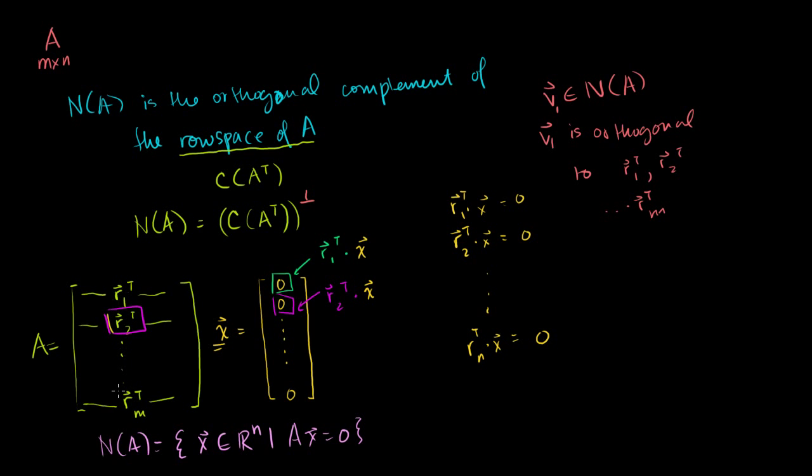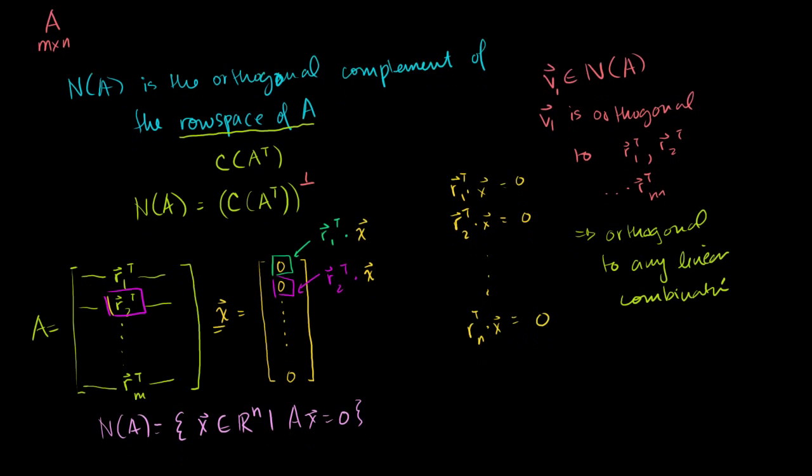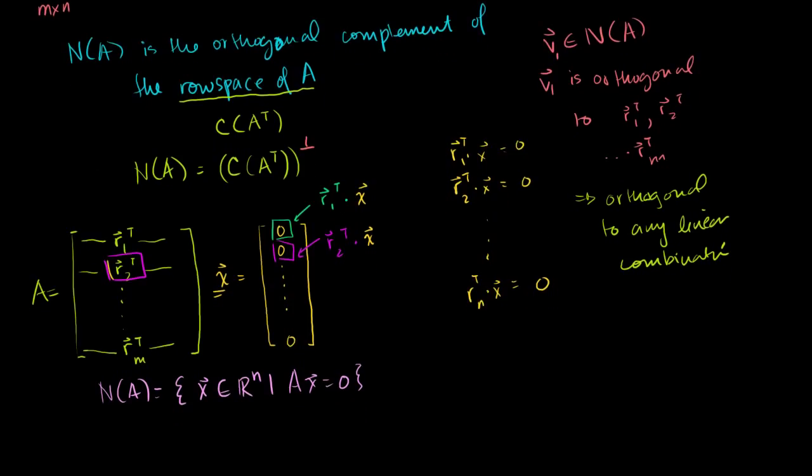Well, if you're orthogonal to all of these rows in your matrix, you're also orthogonal to any linear combination of them. Right? You're also orthogonal to any linear combination. I mean, you can imagine, let's say that we have some vector that is a linear combination of these vectors right here.